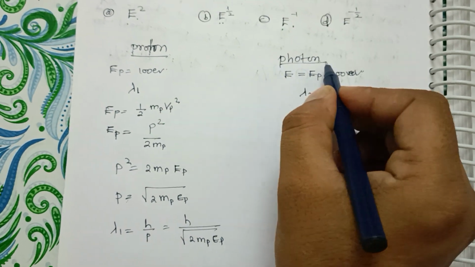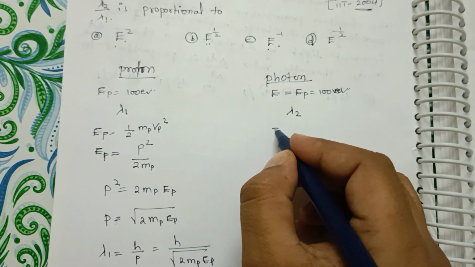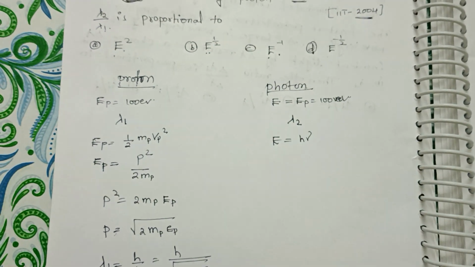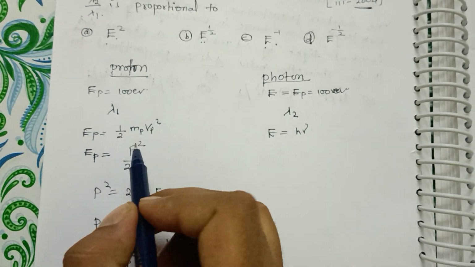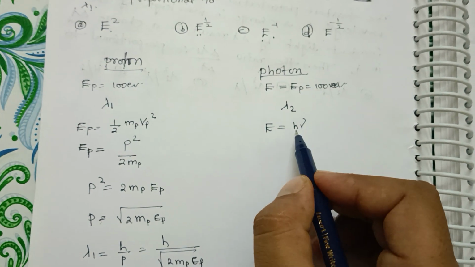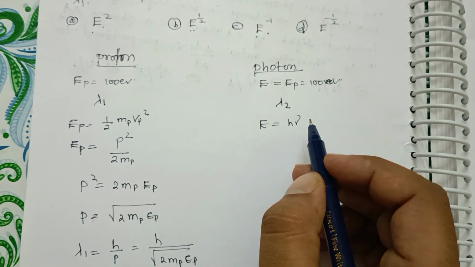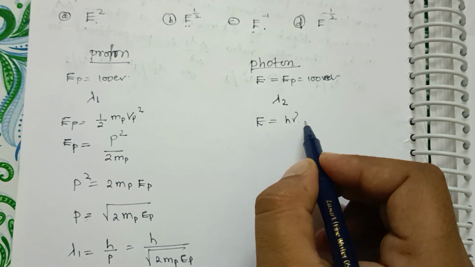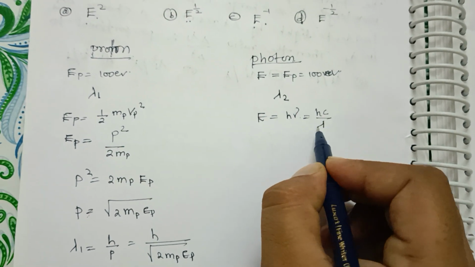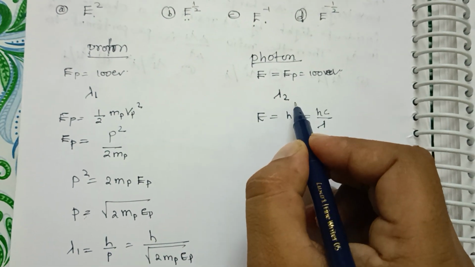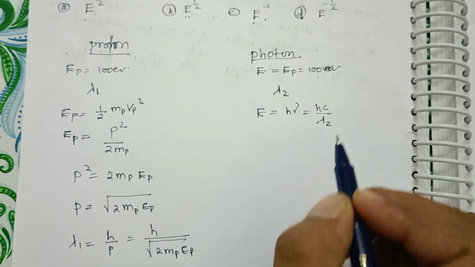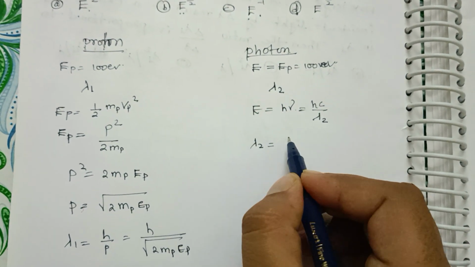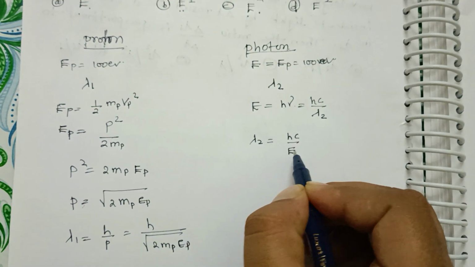Similarly, when it comes to the photon, it has energy E equal to h nu. It is not like a photon has an energy 1 by 2 mp vp square. It has energy h nu. A photon is a packet of energy which has energy h into the frequency, which can be written as hc by lambda in terms of wavelength. And for the photon, the wavelength is represented by lambda 2. So from here I could write lambda 2 is equal to hc by E.